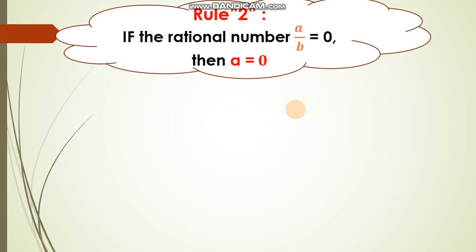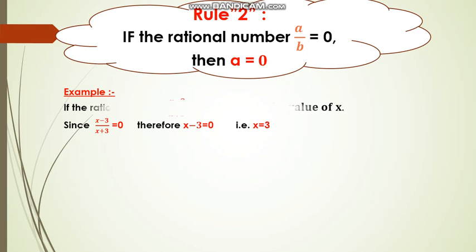Rule number 2: if the rational number a over b equals 0, then a equals 0. For example, if the rational number x minus 3 over x plus 3 equals 0, find the value of x. We will choose what here, my lovely students? Yes, we will choose the numerator, because a over b equals 0 and b is never equal to 0, so a equals 0. So x minus 3 equals 0. In another way, x equals 3.